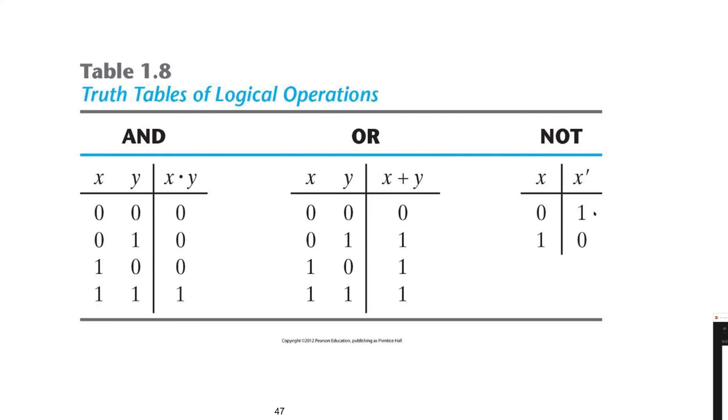A NOT is pretty easy because it's just the inversion. If you have a false in the input, you get a true in the output. If you have a true in the input, you get a false in the output. And what this one essentially says is, if one or the other is a 1, your output's going to be 1. So if one or the other is true, the end result is true.